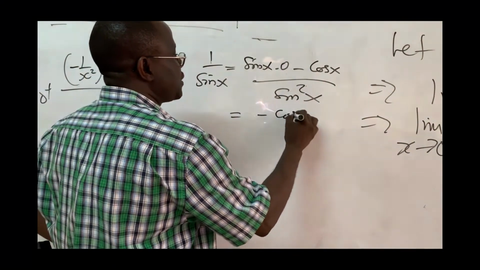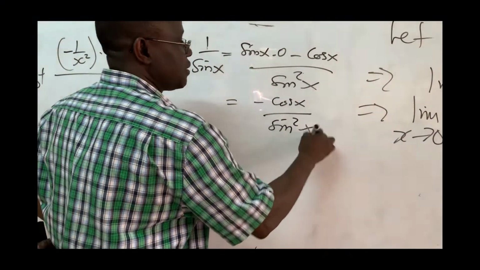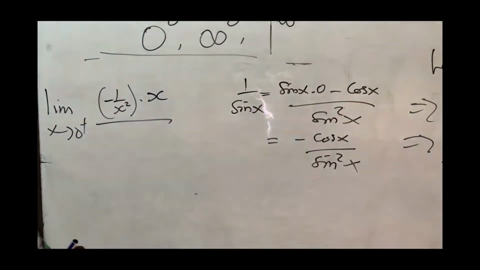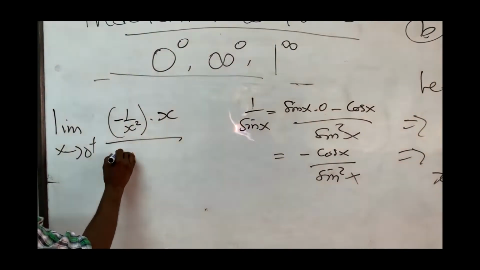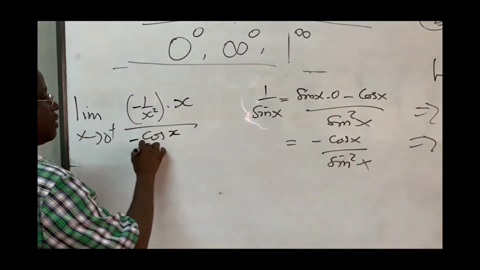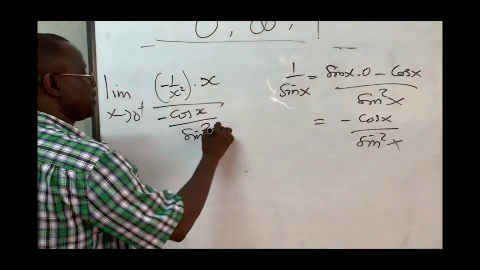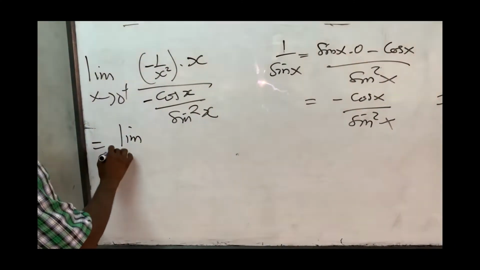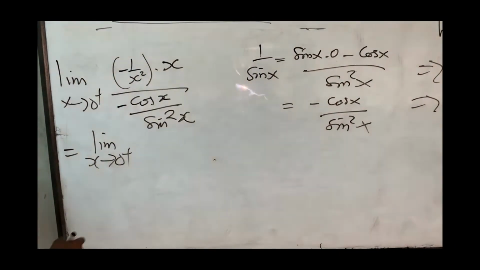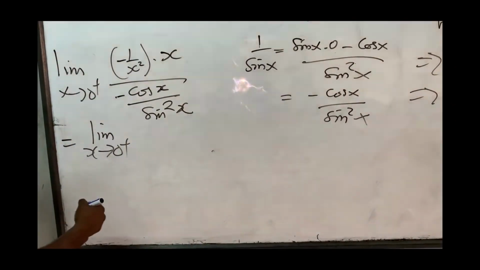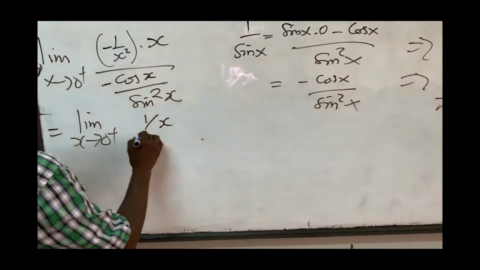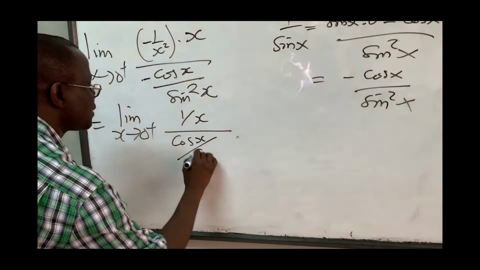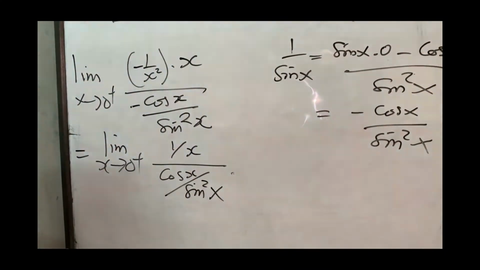So basically you have negative cosine of x all over sine squared of x, right? Okay, so you get this. So down there, you're going to have minus cos x all over sine squared of x. All right, so this is equal to the limit as x goes to 0 positive, well, the negatives cancel. I have 1 over x up here. I'm going to have cosine of x all over sine squared x.